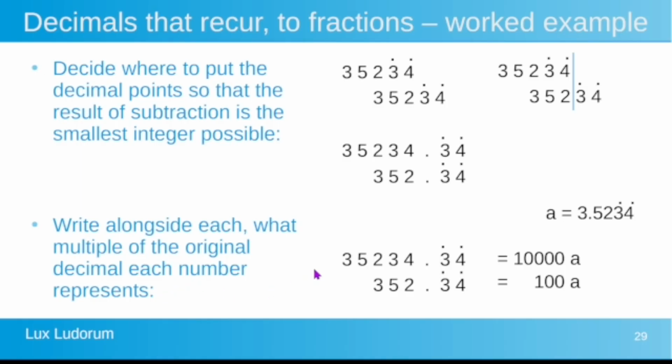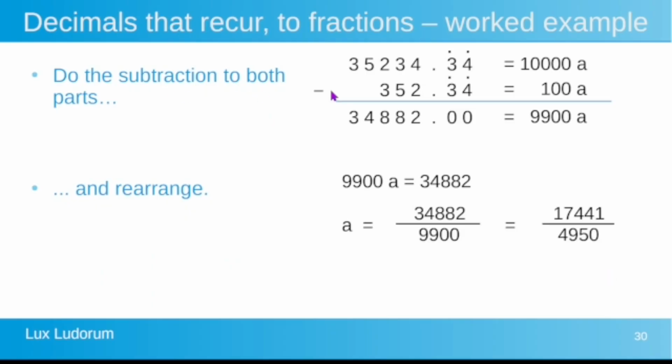each number represents. So the original decimal was this. A is 3.5234. This number here with the decimal point there is 10,000 times the original. That number there with the decimal point there is 100 times the original. So this is really what we're aiming to get to from doing all of that.